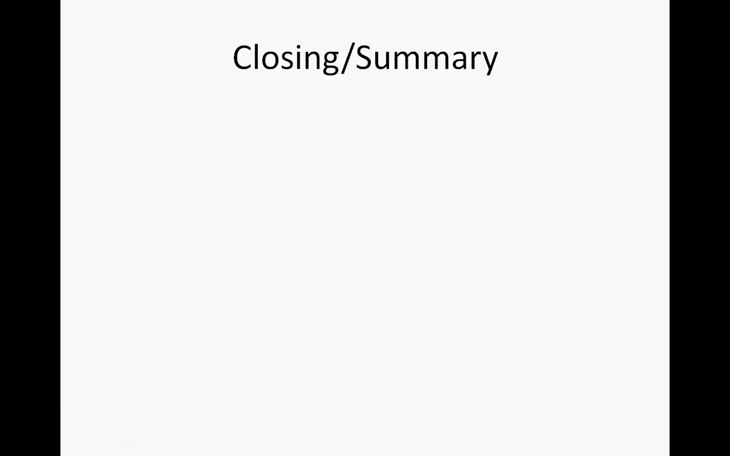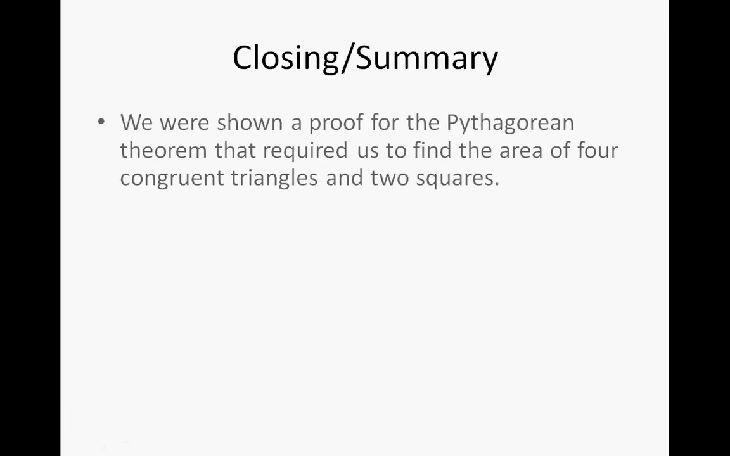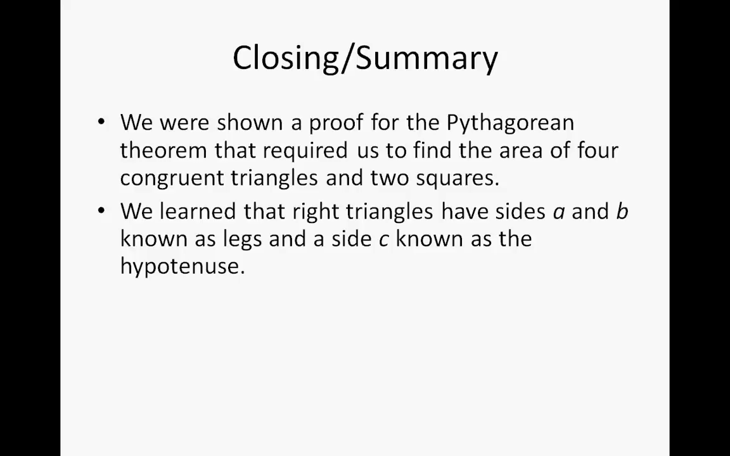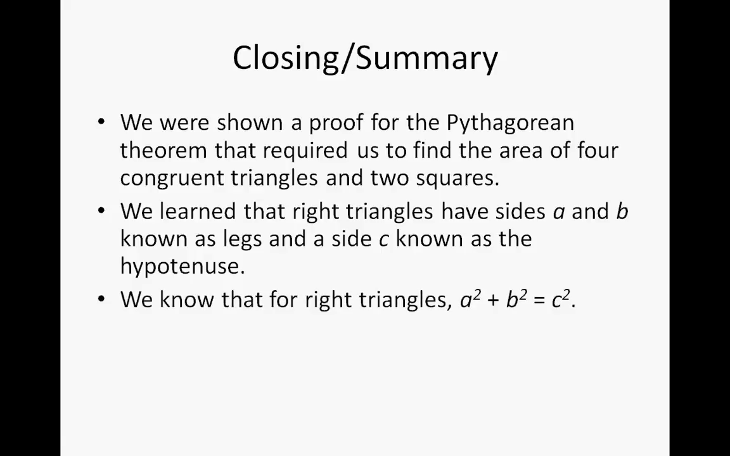So to summarize, we were shown a proof for the Pythagorean Theorem that required us to find the area of 4 congruent triangles and 2 squares. We learned that right triangles have sides A and B, known as legs, and a side C, known as the hypotenuse. And last, we know that for right triangles, a squared plus b squared is equal to c squared.